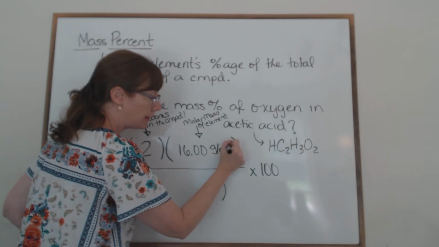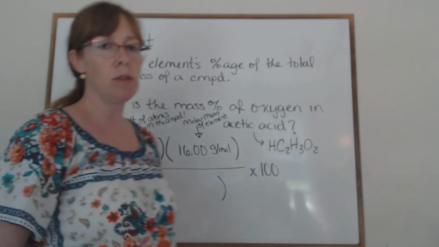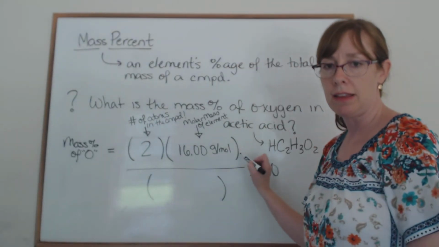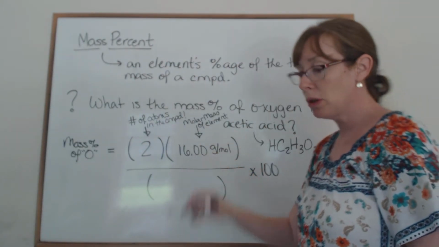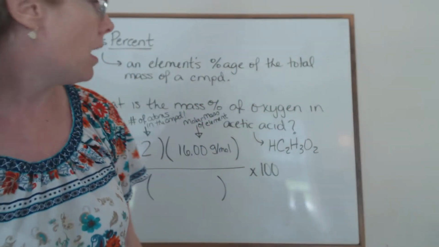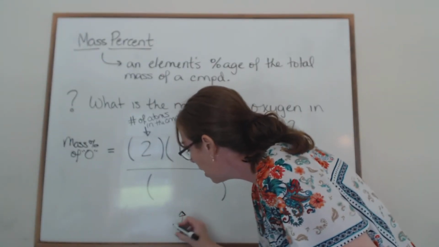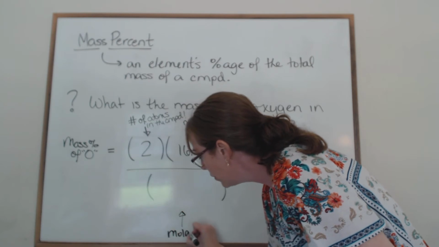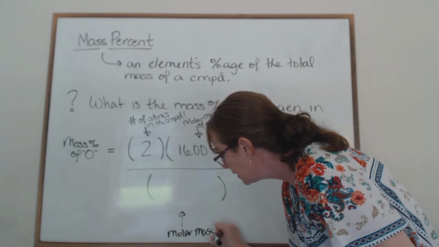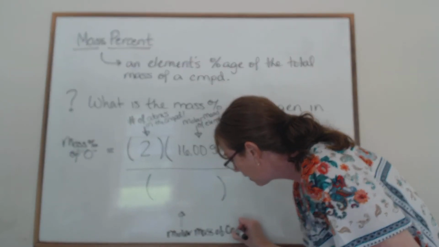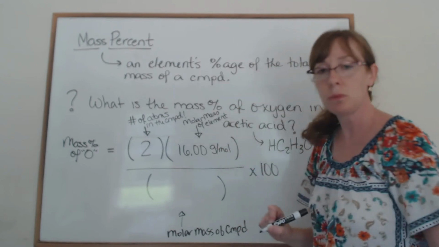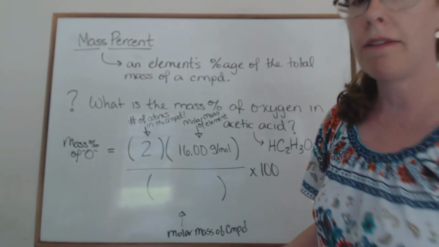grams per mole. I'm writing it like this because I'm not using it as a conversion factor. So that's the molar mass of the element. And then on the bottom, you write the molar mass of the whole compound. That's how you calculate the mass percent of something. It's pretty easy. So we need the molar mass of the whole compound.